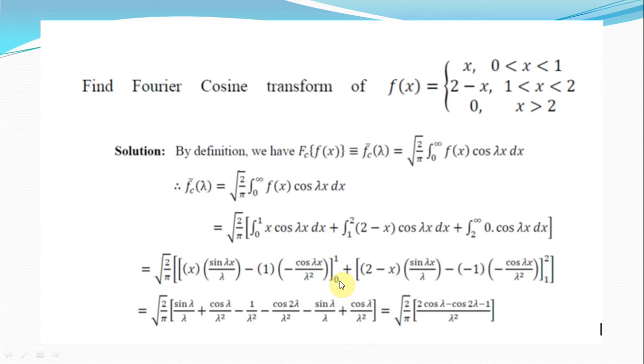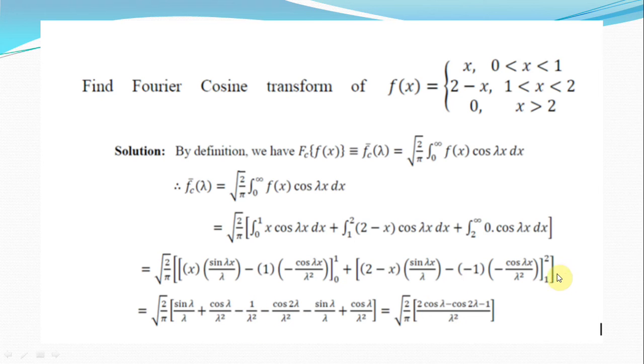Now we need to replace the lower limit. Before replacing the lower limit, we should take the sign as a negative, so minus of. Now replace x equal to 0. So it is 0 into sin 0, which is equal to 0. That means I am not writing that term. And then for the second term, cos lambda into 0 becomes cos 0, and cos 0 is equal to 1. So it is 1 by lambda square, with the negative sign of the lower limit, so it is minus 1 by lambda square.